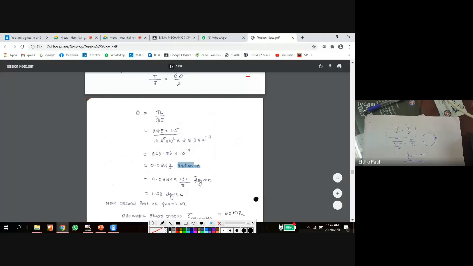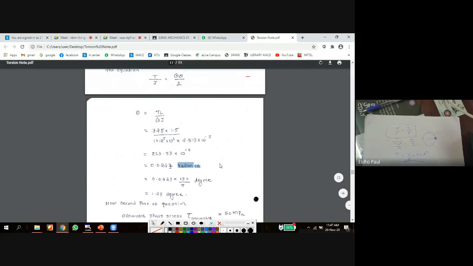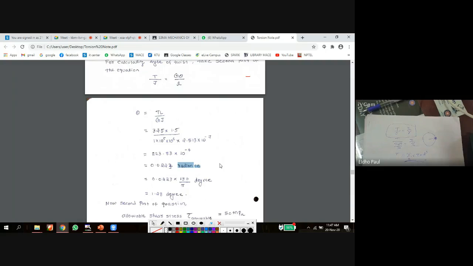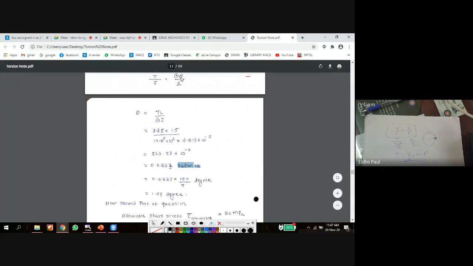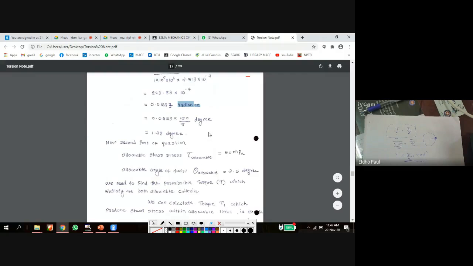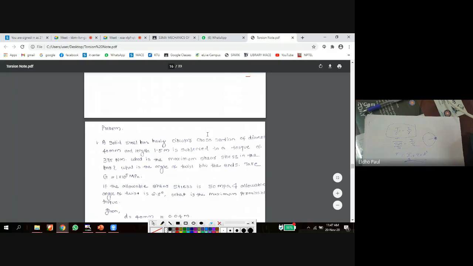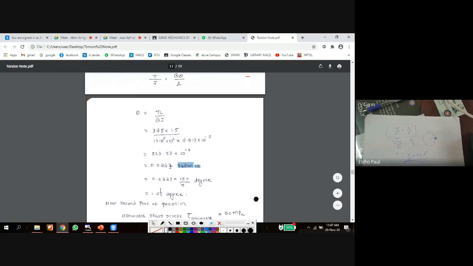So we have to convert that 1 degree into radian. For that, what we do? To convert degree into radian, multiply with pi by 180. So 1 into pi by 180, that quantity has to be substituted in this equation, because in this equation, this theta is in radian. This is very important.